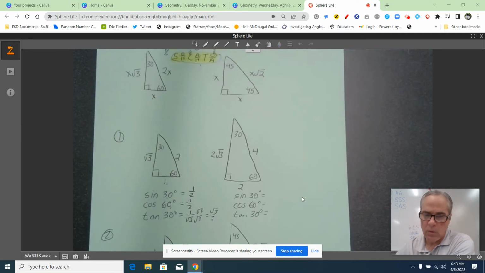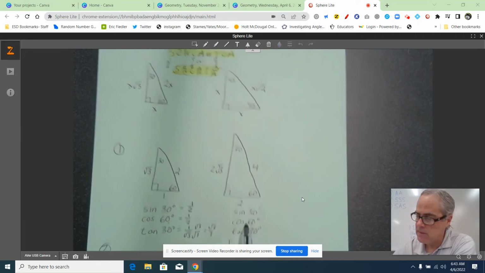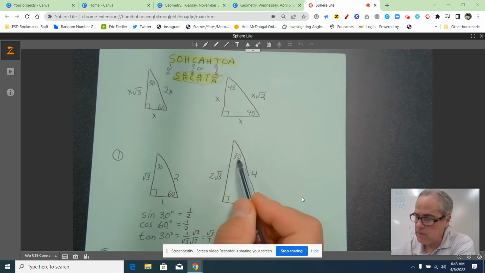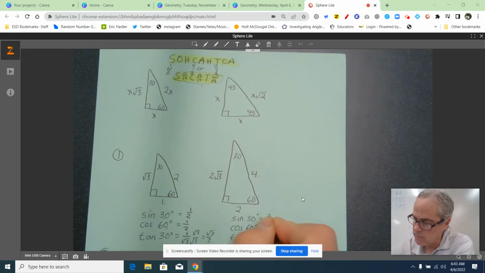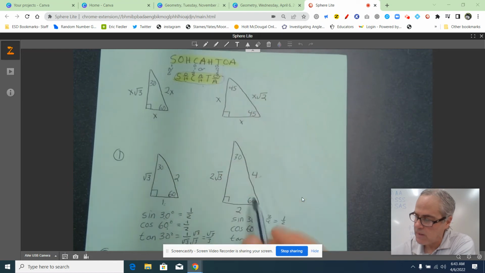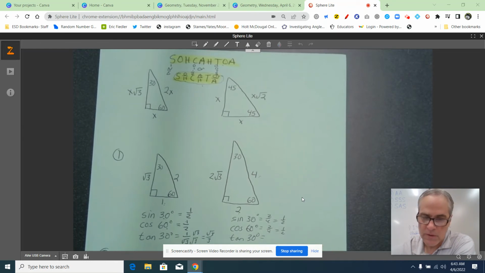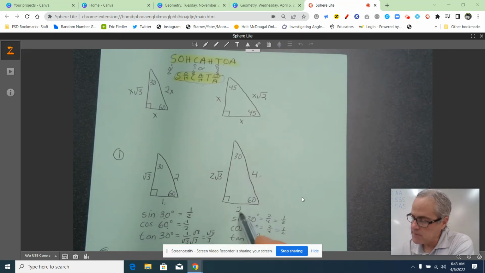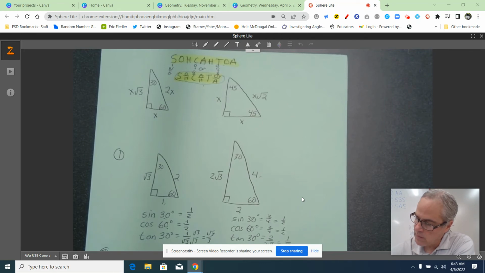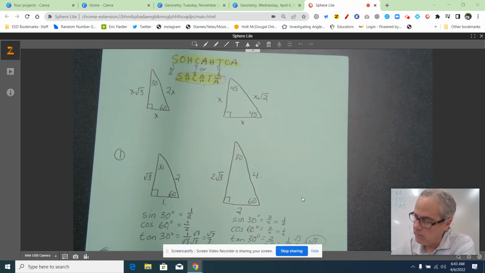Next triangle, the one on the right. Watch this. We're going to go pretty fast. Sine of 30, remember, opposite over hypotenuse, so that's 2 over 4, which equals 1/2. The cosine of 60 is adjacent over hypotenuse, so 2 over 4, which equals 1/2. You may have noticed something I'm going to comment on in a second. The tangent of 30 is the opposite over the adjacent, which is 2 over 2 root 3, which is 1 over root 3. Simplify that, I get square root 3 over 3. And if you noticed, these ratios are the same.